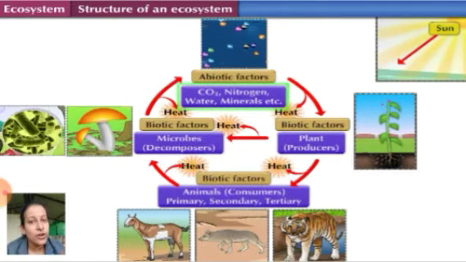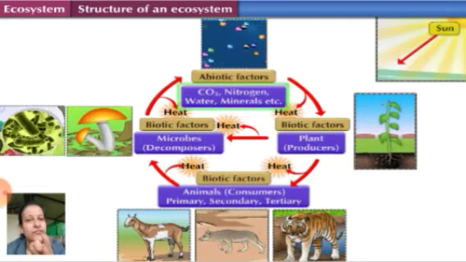Now from here it is being transferred to other organisms like primary consumers, secondary consumers, tertiary consumers, and finally, when the plants and animals die, the decomposers also take up the food from this. So here there is a cyclic flow of the food. So when there is a cyclic flow of the food, even energy is getting transferred.